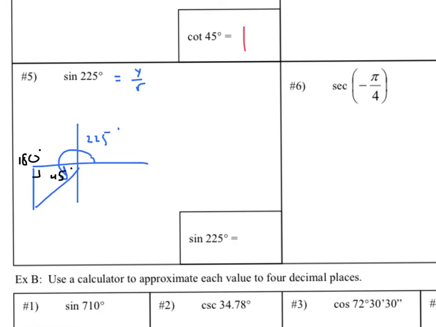So 45, 45, 90. Opposite our 45s, we're going to call 1. We're in quadrant 3, so those 1s are negative. We went left and we went down. The hypotenuse then is 1 times the square root of 2, which is the square root of 2. R is always positive. That makes sine of 225 y over r, which is negative 1 over the square root of 2. If you rationalize your denominator, multiplying the top and bottom by the square root of 2, you get negative square root of 2 over 2. That finishes number 5.